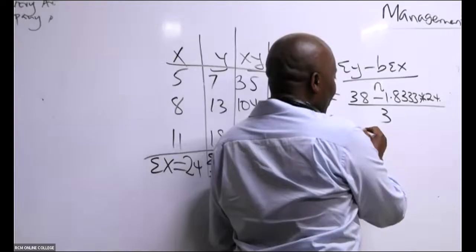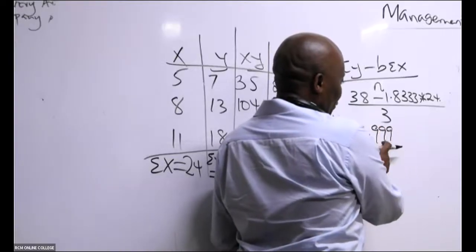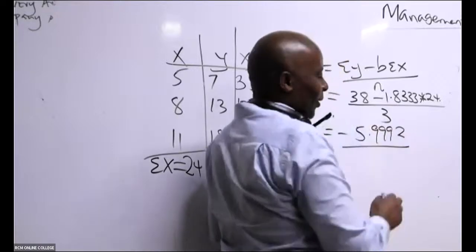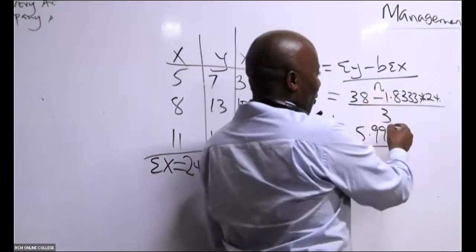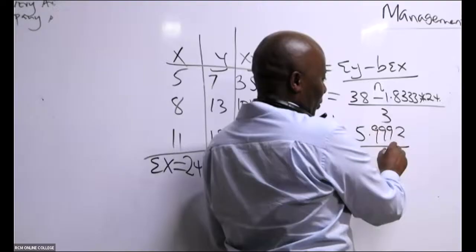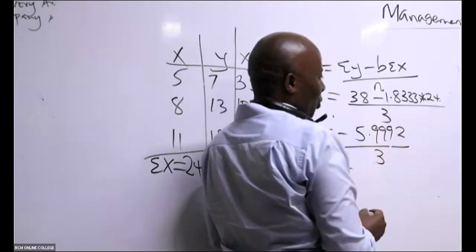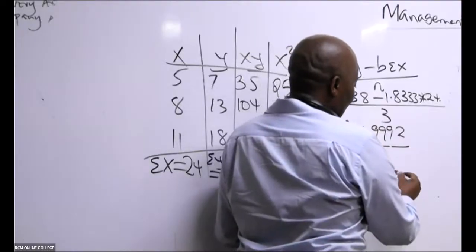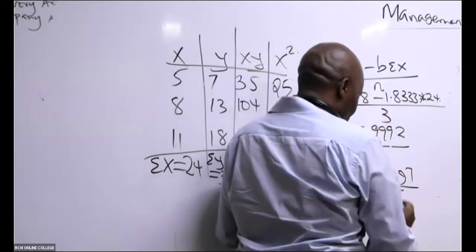Negative 5.99. There are three of them. Okay, two of them. Like that, right? 999 and then 2 over 3. So then the final answer for A will be equal to who? Negative 1.9997. Thank you so much.